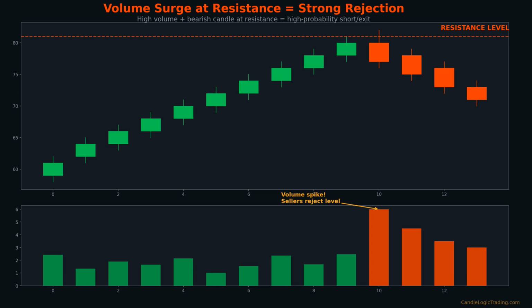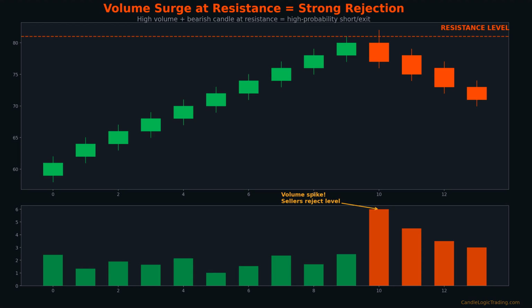A resistance rejection on 5 times average volume with a shooting star candle is an extremely strong short signal, or, at minimum, a signal to take profits if you are long. On the other hand, a low volume touch of resistance is actually bullish, not bearish. If the stock approaches resistance and there is no surge of selling, the sellers are not interested in defending the level. The resistance is weak. And weak resistance often gets broken on the next attempt, especially if that next attempt comes with higher volume.